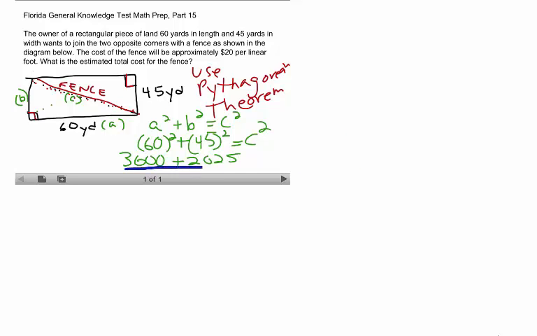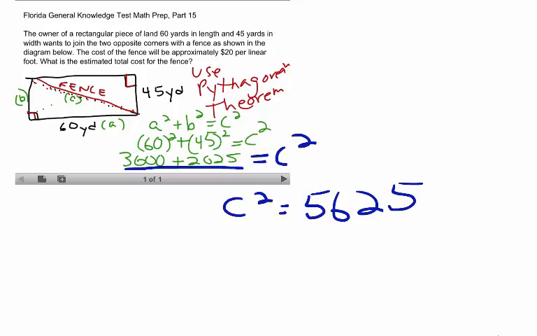So we say 3600 plus 2025 equals c squared, or c squared is equal to 5625. But we need to solve for c. So in order to solve for c, we need to take the square root of both sides of the equation. The square root of c squared is c, and the square root of 5625 is 75.